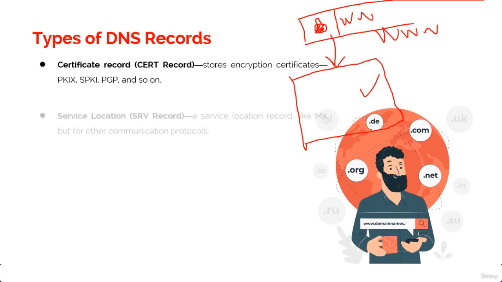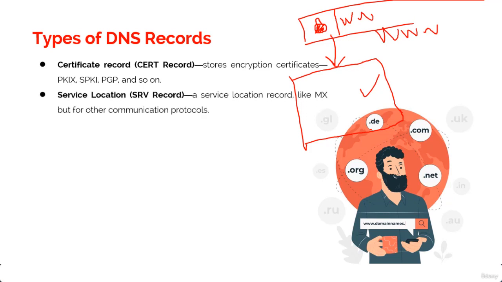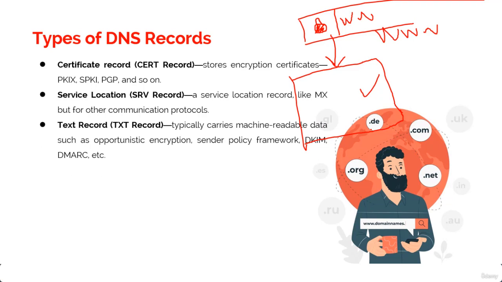Next is service location, that is the SRV record. The SRV record is a generalized service location record which is used for newer protocols instead of creating protocol specific records. Then there are the TXT records. TXT records are used to provide authentication of mail sent and received by the same email system. It basically works on the sender receiver policy.